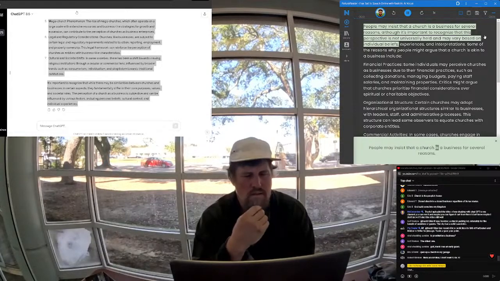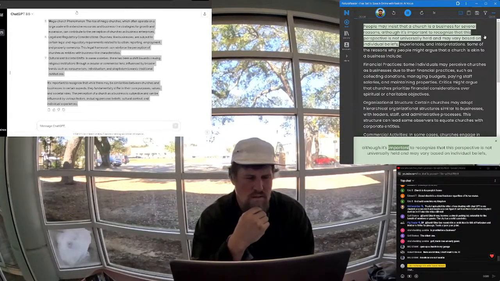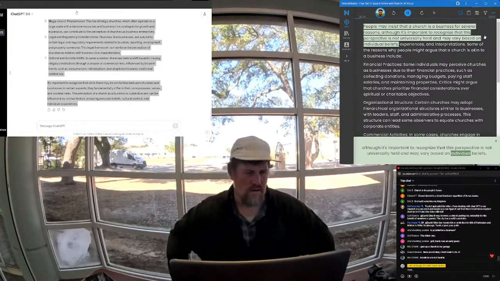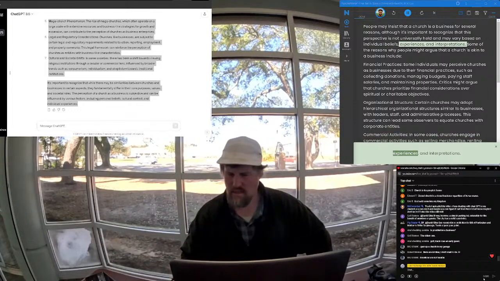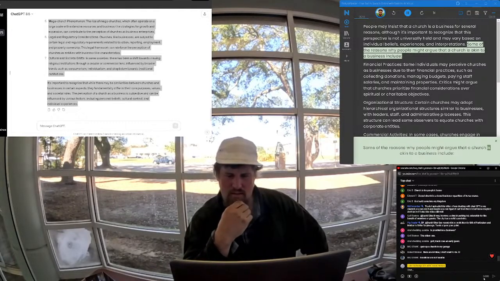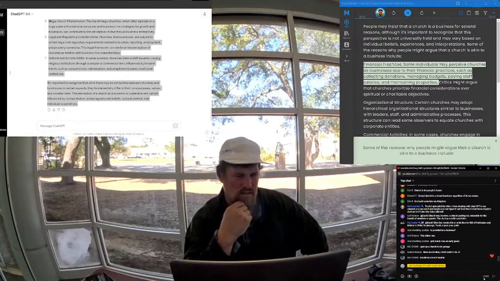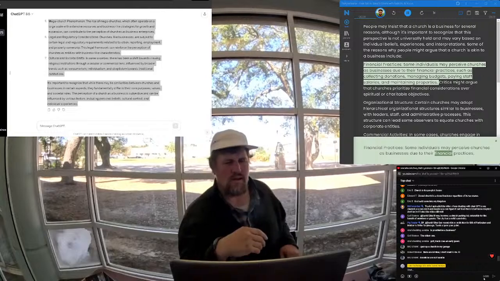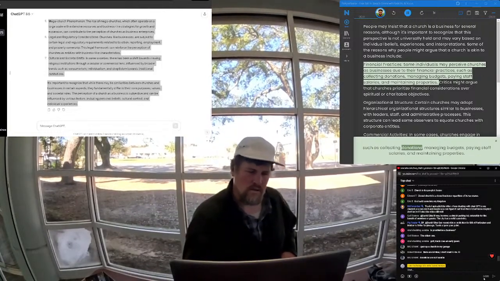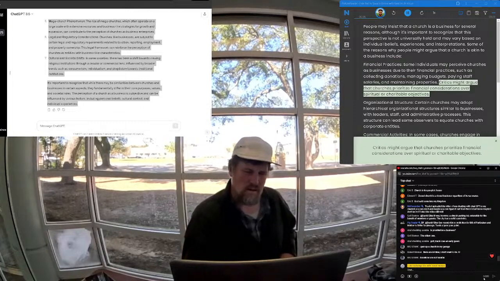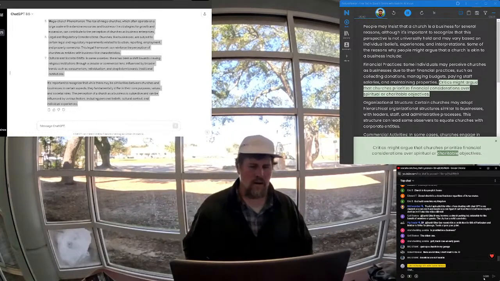People may insist that a church is a business for several reasons, although it's important to recognize that this perspective is not universally held and may vary based on individual beliefs, experiences, and interpretations. Some of the reasons why people might argue that a church is akin to a business include financial practices. Some individuals may perceive churches as businesses due to their financial practices, such as collecting donations, managing budgets, paying staff salaries, and maintaining properties. Critics might argue that churches prioritize financial considerations over spiritual or charitable objectives.